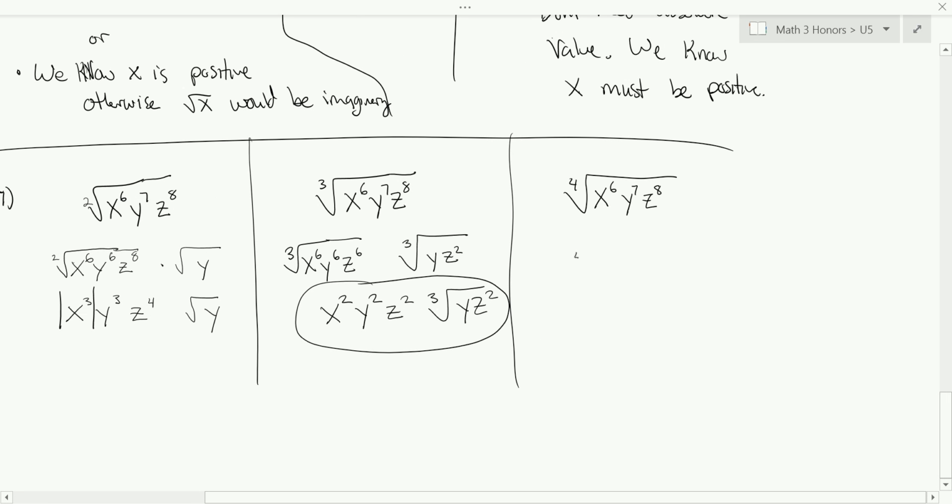And on the fourth root, we're looking for powers of 4. So x to the fourth, y to the fourth, z to the 8th. And what's left is x squared, y to the third. Okay. And so when I take the fourth root here, I'm going to get x, y, z squared, because you're dividing your powers by the root. So 4 divided by 4, 4 divided by 4, 8 divided by 4. And we're left with the fourth root of x squared y to the third.